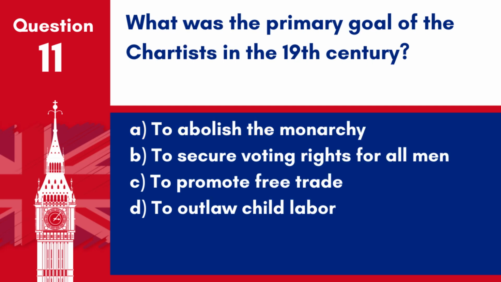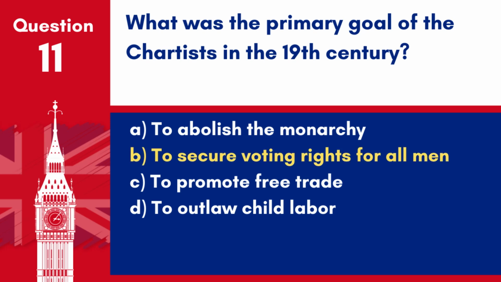Question 11. What was the primary goal of the Chartists in the 19th century? A. To abolish the monarchy. B. To secure voting rights for all men. C. To promote free trade. D. To outlaw child labour.